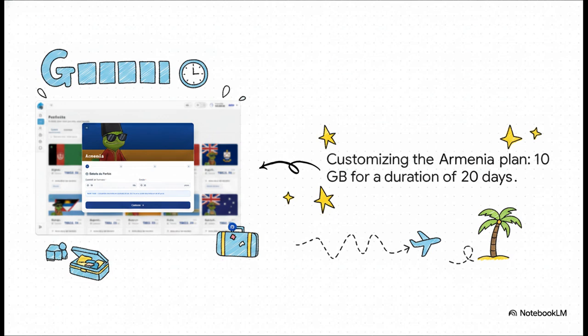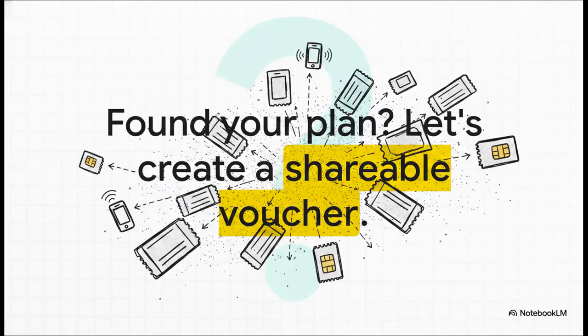Now, once you've picked your country, and this is the cool part, you're not just stuck with some standard one-size-fits-all deal. Nope, this is where you get to customize. See this pop-up? We can tweak the plan to be exactly what we need. Let's go with 10 gigs of data good for 20 days. That's perfect for a decent length trip. All right, our custom plan is locked and loaded.